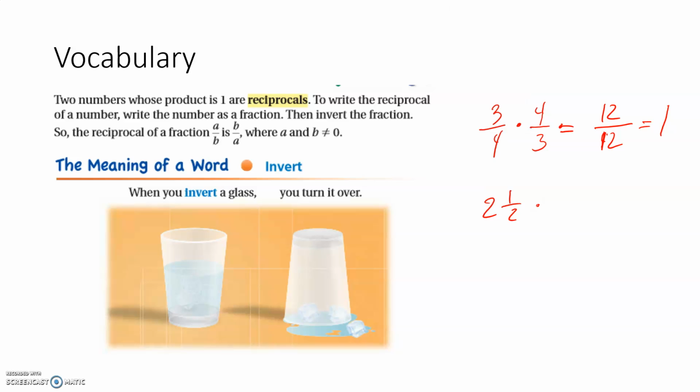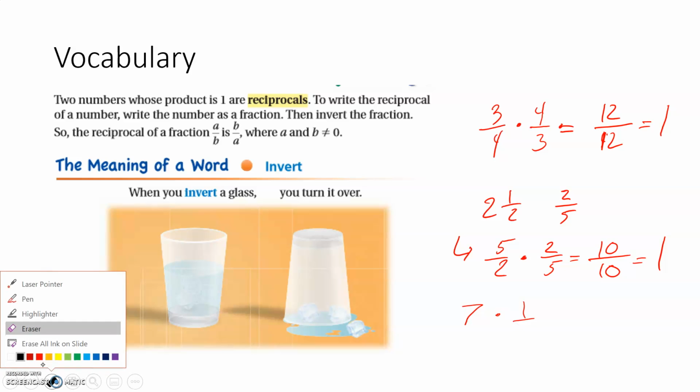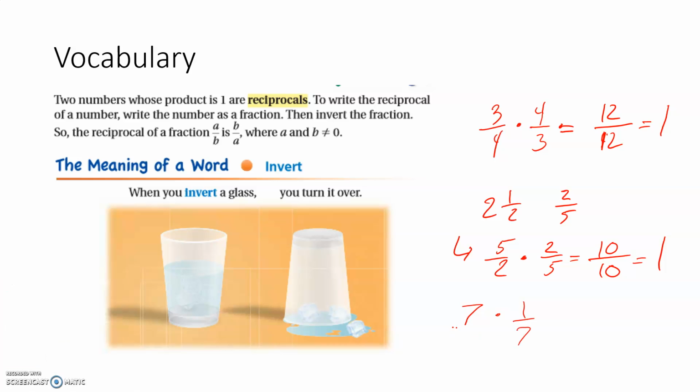times 2/5. All right, so if I convert that into an improper fraction, so 5/2 times 2/5, I would get 10/10. That equals 1. Okay. Or if I had 7 times 1/3, I'm sorry, not 1/3, that would not be a reciprocal. 7 times 1/7, if I made that 7 a fraction, 7 times 1 is 7. 1 times 7 is 7, equals 1.